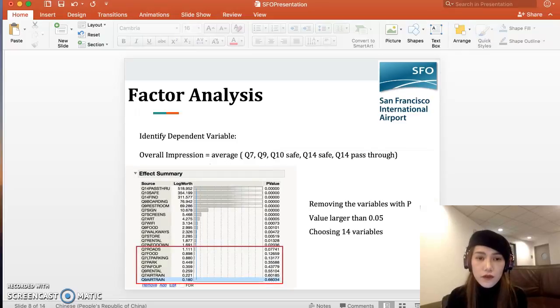And then we do a factor analysis. As we can see from the charts, if the p-value is less than 0.05, it means that the variable has more than 95% probability of being related to the dependent variable. So based on this principle, we ran the correlations. We can see the highest related variable to y is pass-through.